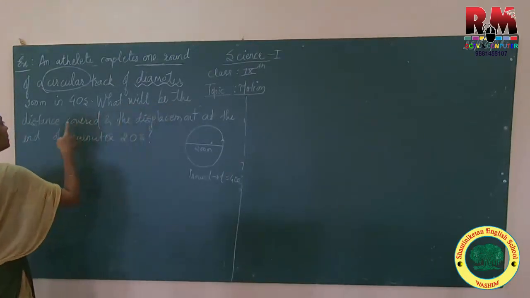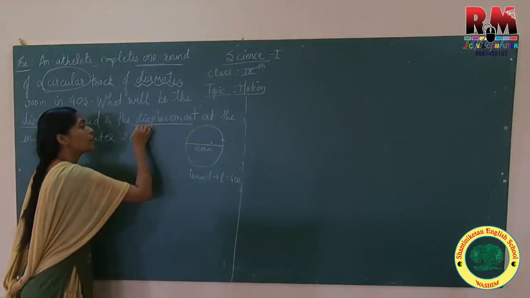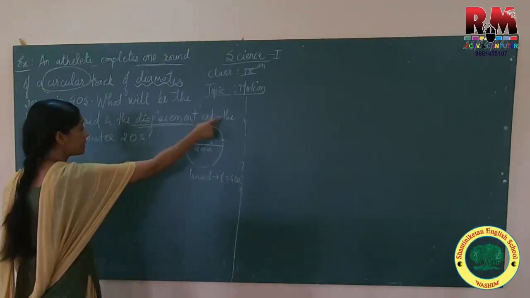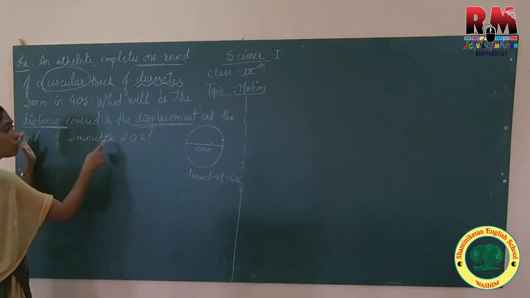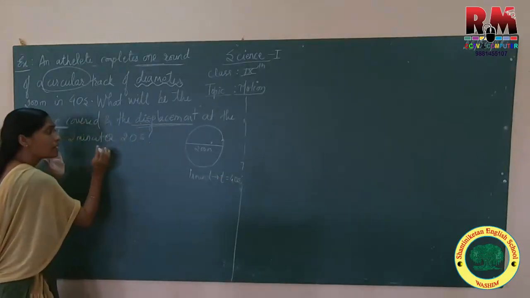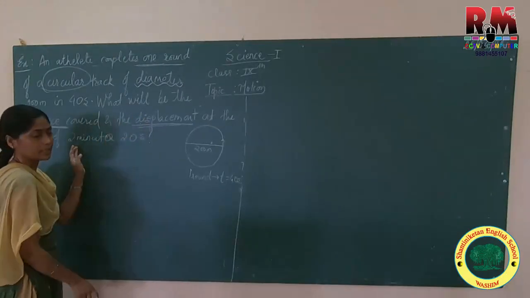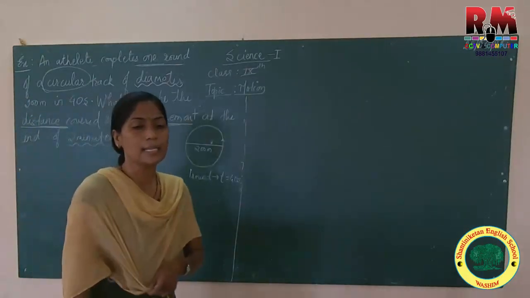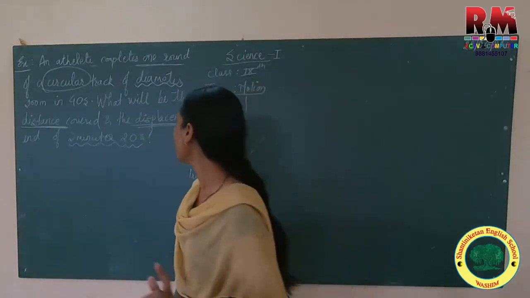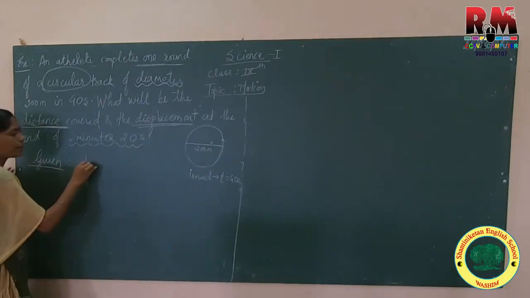What will be the distance covered? So this thing you have to find, and the displacement at the end of, now here the time has changed. They are not asking for this particular time, they are asking for another time, how much distance and displacement is covered. So here the time required is how much? 2 minutes 20 seconds. Okay, so very first we will draw the diagram, after the diagram the given values. Okay, very first the diameter is given to you.